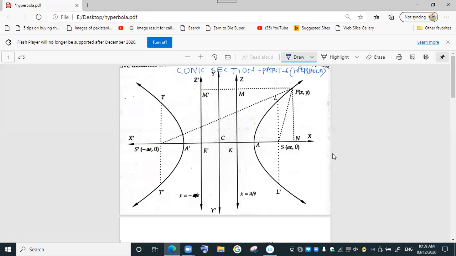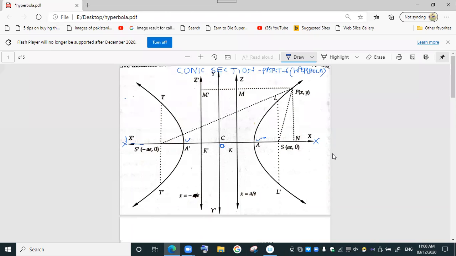You will find that this is the x-axis, x'Ox. This is the origin, O; they have written C. This is x'Ox, the x-axis, and y'Oy, the y-axis. And you will find a hyperbola has two curves. One is this side, and the other is its mirror image. These two curves intersect the x-axis at two points A and A', so these are called the vertices.